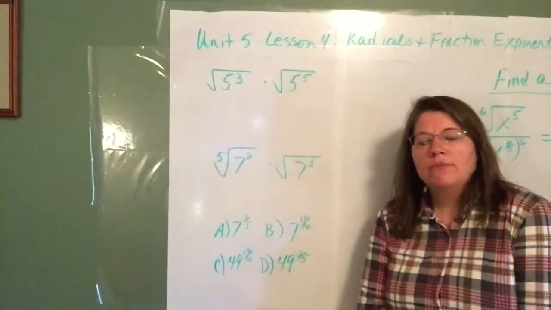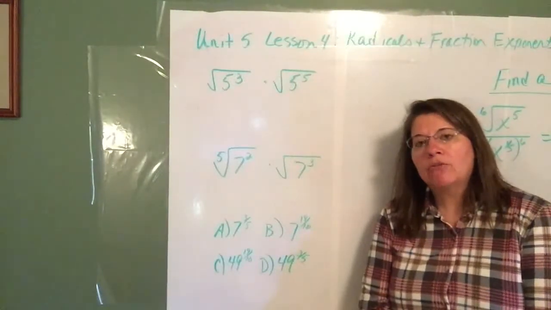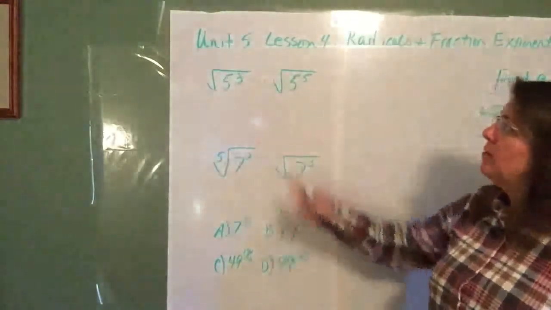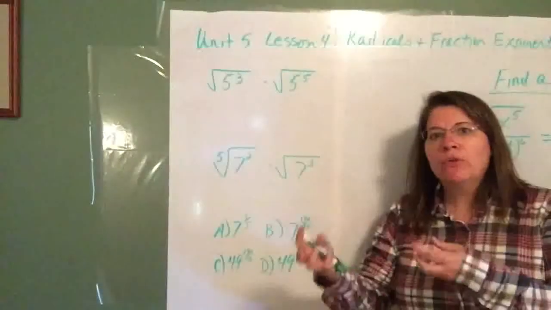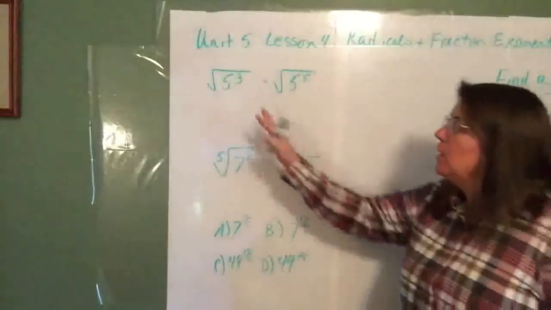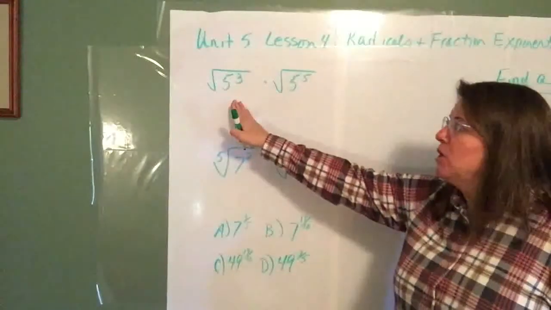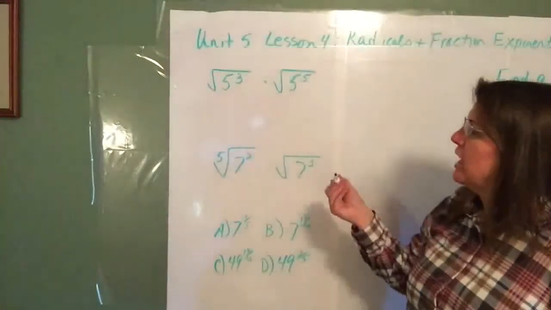This is Unit 5, Lesson 4. We're doing more rational exponents and radicals. In this one, we're going to go back and forth even more with the radicals and the rational exponents. So with this, notice they both have the same base of a 5. So I can convert these to fraction exponents.